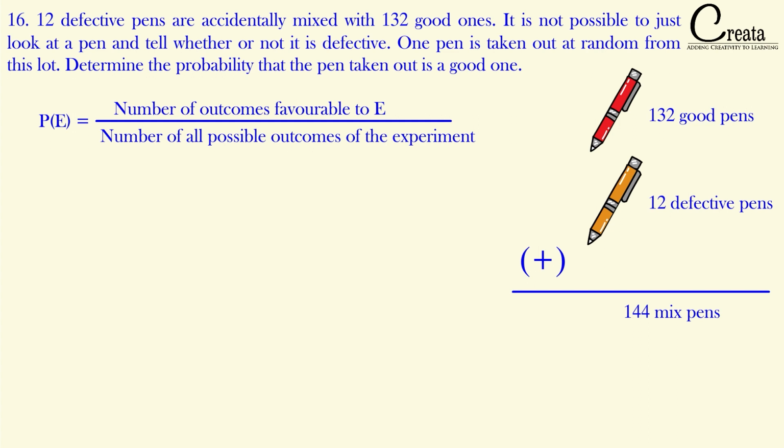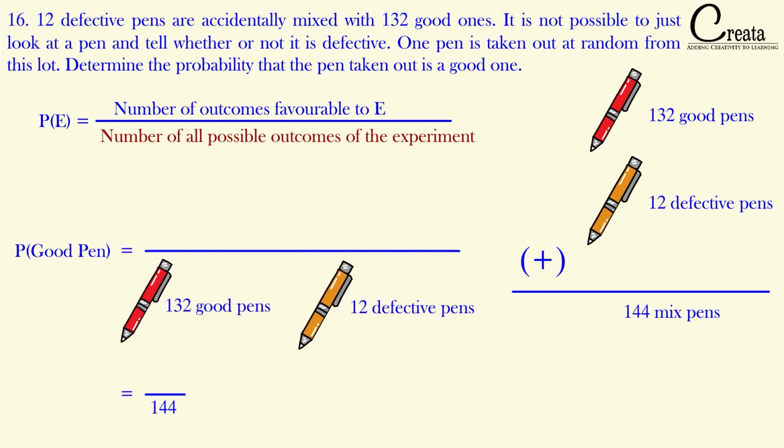We will start with the denominator, that is total possible outcome. The total possible outcomes are total 144 pens. So 144 will come in the denominator. Let's look at the numerator, that is favorable cases. So the favorable cases of good pens are total 132 good pens. So 132 good pens will come in the numerator, that is favorable cases. So we got our answer as 132 upon 144. On solving, we got 11 by 12.